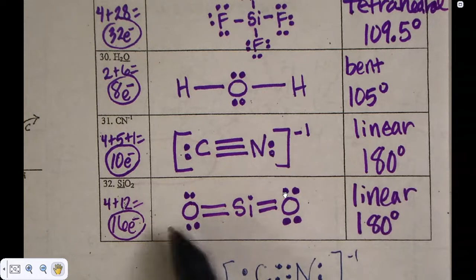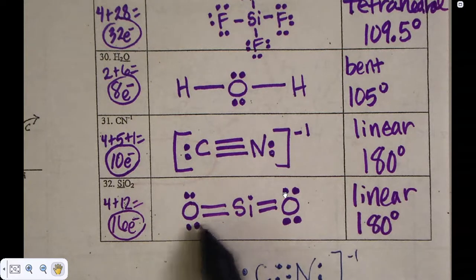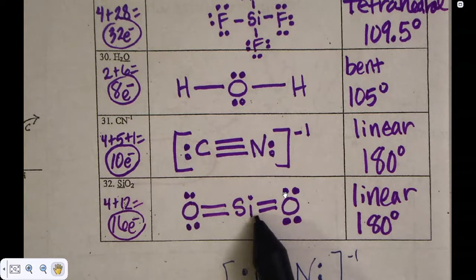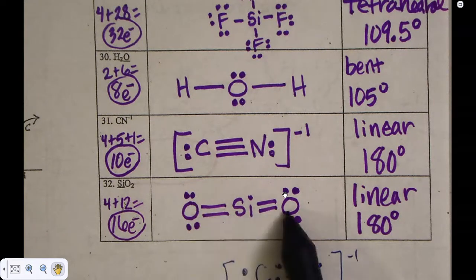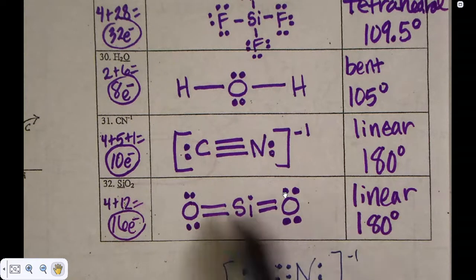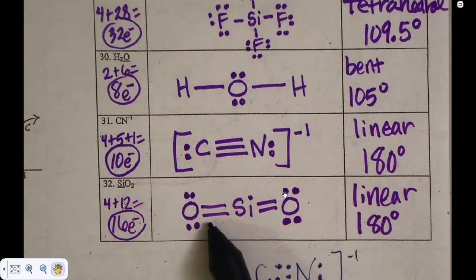And for 32, the silicon dioxide, 16 total electrons. Once you have distributed all of your electrons, keeping it as symmetrical as possible, you get 2 double bonds. All right, and you have your completed octet of electrons around the oxygens. This is linear and 180.